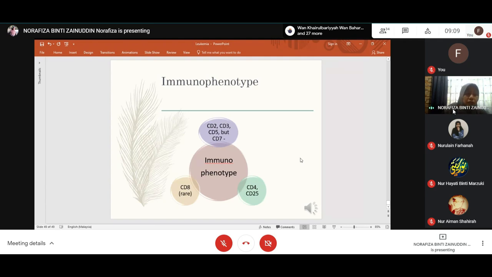Okay. So to diagnose, you have to pair with immunophenotype CD2, 3, 5, but not CD10, not CD7. And again, CD4, CD25, and rarely the presence of CD8. Okay, for ATLL. So I guess from the slides, you can see that most of this leukemia has the presence of the CD5 immunophenotype.